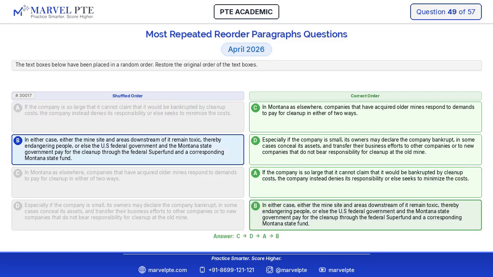In either case, either the mine site and areas downstream of it remain toxic, thereby endangering people, or else the US federal government and the Montana state government pay for the cleanup through the federal Superfund and a corresponding Montana state fund.